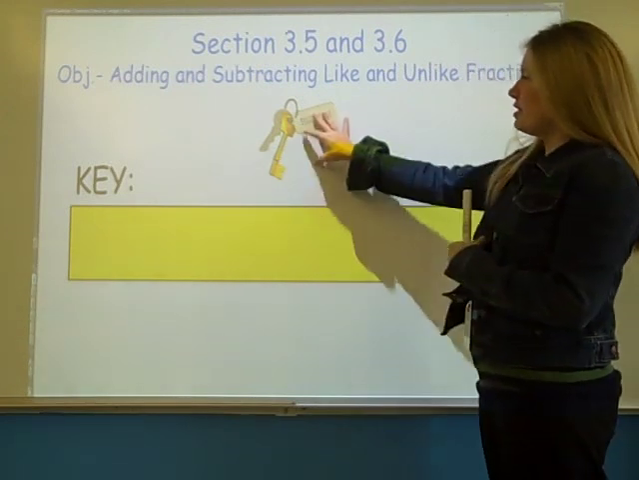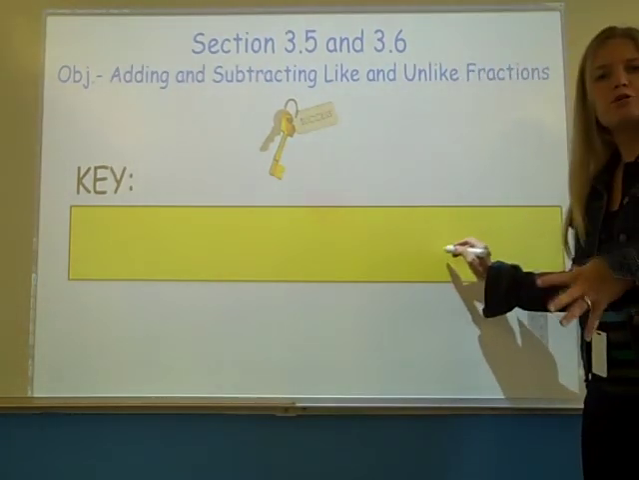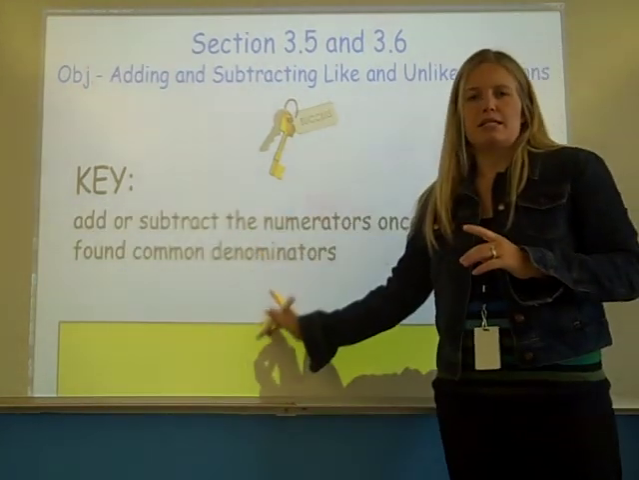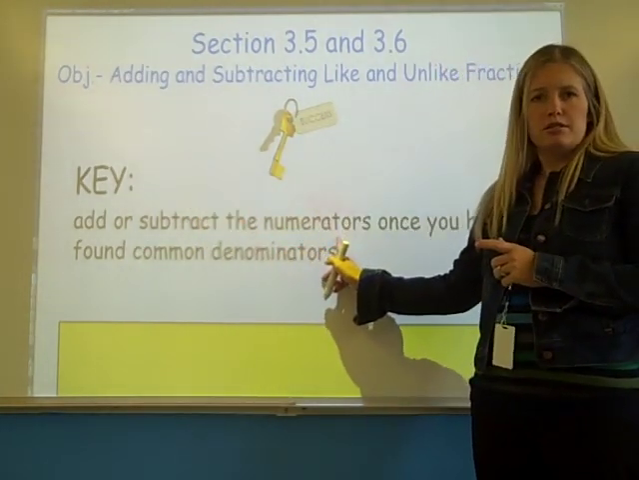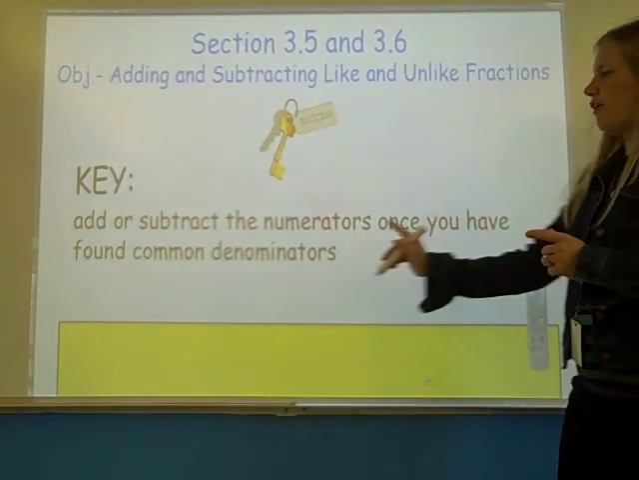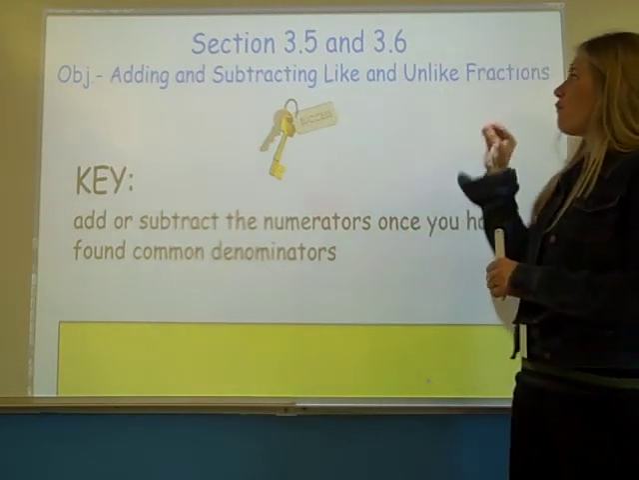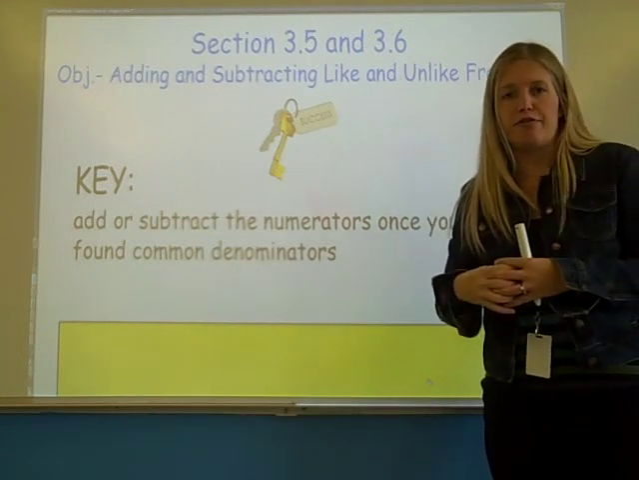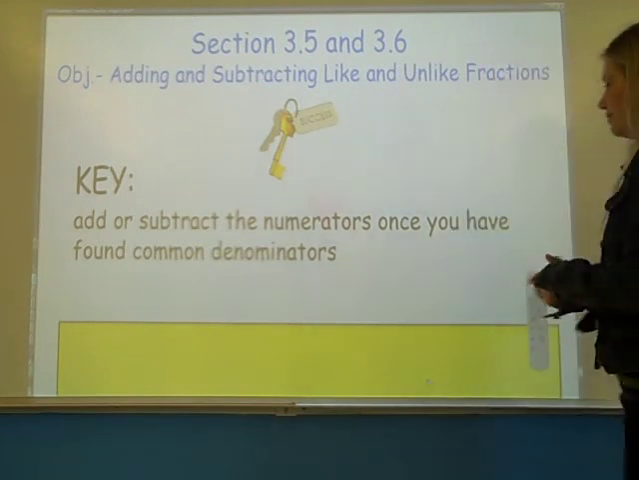So the key for success in this section is to make sure, before you add or subtract fractions, that they have common denominators. So your key: add or subtract the numerators once you have found common denominators. So you can't do anything until then. In addition, we're talking about fractions, not mixed numbers. So you need to make everything into a fraction, improper, and then work with that from there.